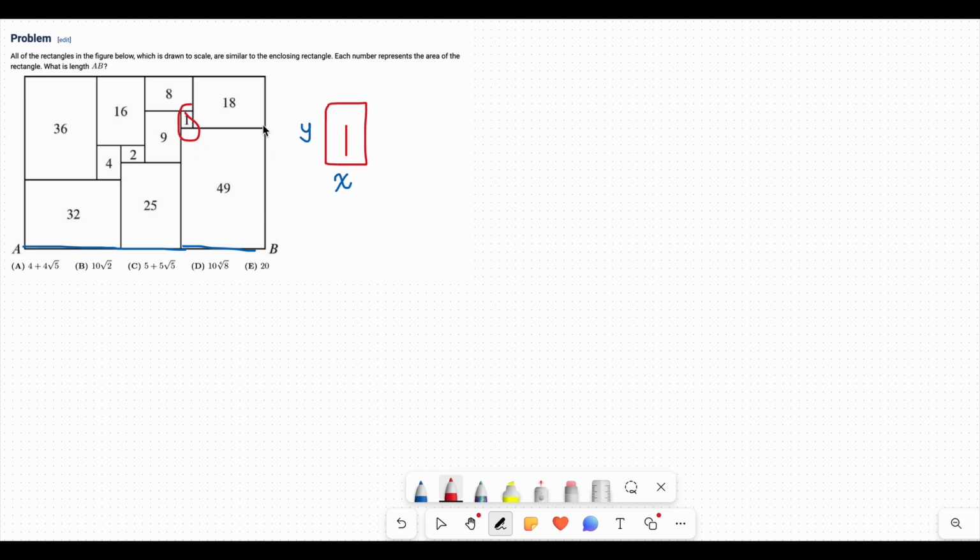Well, let's take this 49 for example. This is the short length. It corresponds to the x on this small rectangle. The square root of 49 is 7. So, by what we just did, this length should be 7x. Similarly, since the square root of 25 is 5, this will be 5x.